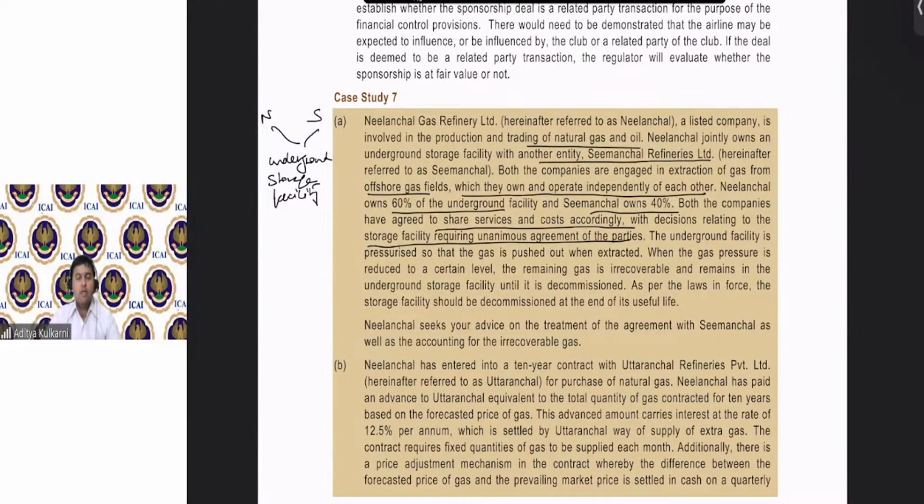Do not look at the solution. This particular arrangement, jointly controlling the underground storage facility. You tell me, is it a joint venture or is it a joint control? Does joint control exist? Number one. Is it a joint venture? Is it a joint operation? Is it a joint arrangement? What is it exactly? First of all, is there joint control on the underground storage facility?